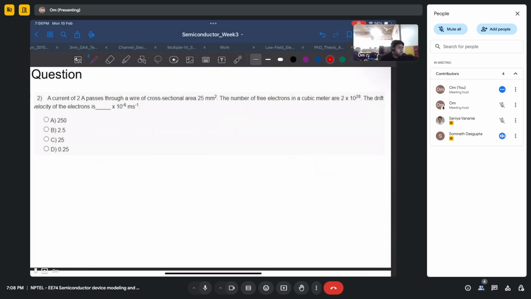Sir, this can be transformed in mobility into electric field, na? You can, but you do not know the value of mobility, right? Try to use the things given in the question to solve it.